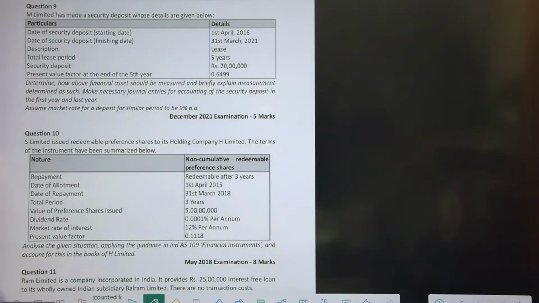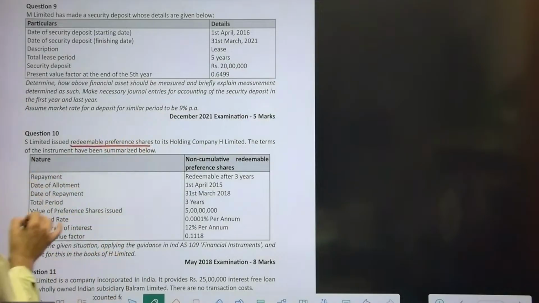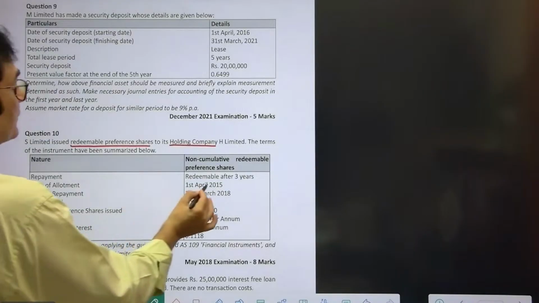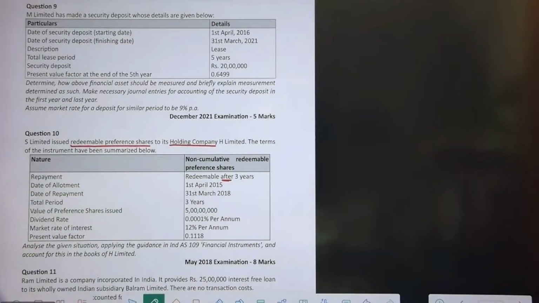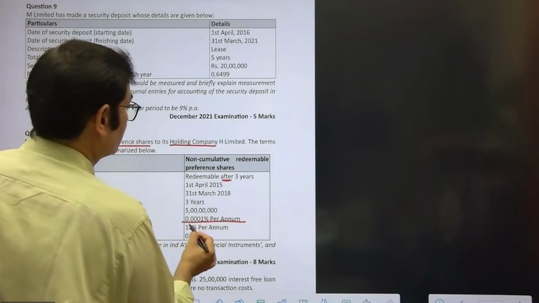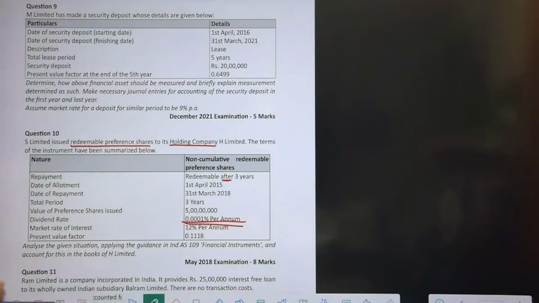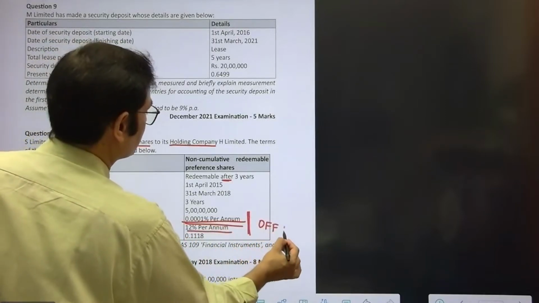Yes, sir. So let's first look at question number 10. It says S issued redeemable preference shares to the holding company H. And the terms of the instrument are summarized below. So this is redeemable after a period of 3 years, and the end date is given. And we are given the dividend rate is 0% effectively, and the market rate of interest is 12%. Does this indicate it's an off-market transaction?